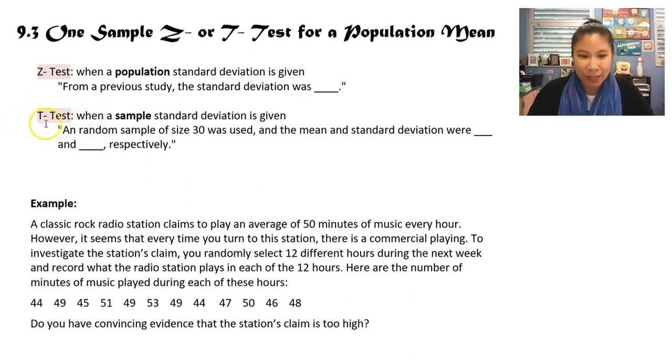A t-test is used when you are given a sample standard deviation or when you have to find your own standard deviation from a sample. So the wording of this, they might be talking about a sample at some point, and then the mean and standard deviation were blah and blah. And so that's them telling you from this sample, the mean that we calculated was this, and the standard deviation was this. So that would be from a sample.